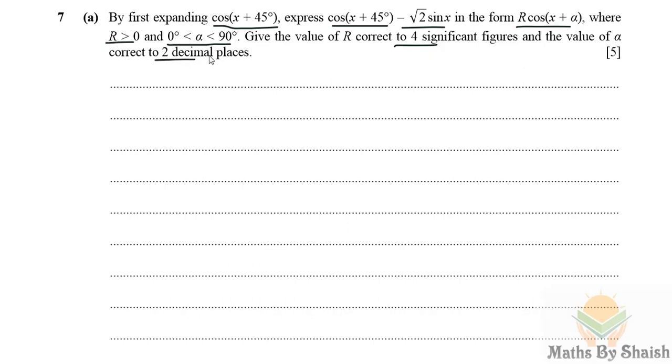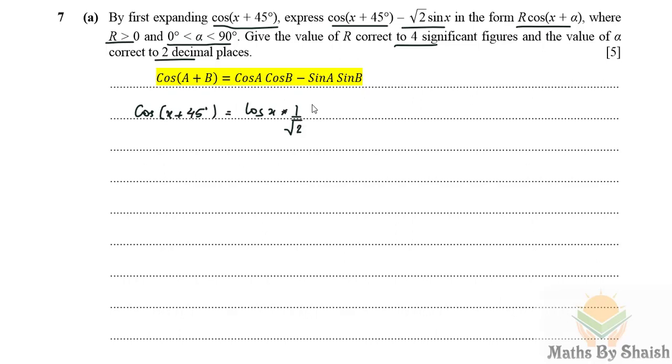So by first expanding, we are going to expand by the formula for cos(a + b). That is the identity here. This is the expansion of cos(a + b), and here we have a as x and b as 45, so we can write cos(x + 45 degrees) as cos x into cos 45 degrees. Cos 45 degrees is 1 over root 2. From the calculator we can get it as root 2 over 2 also.